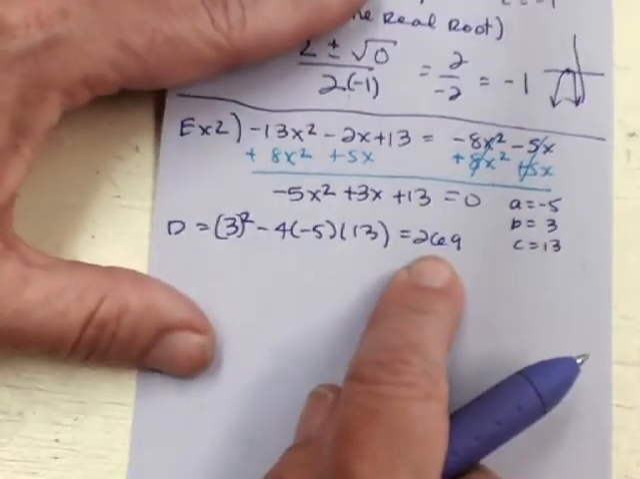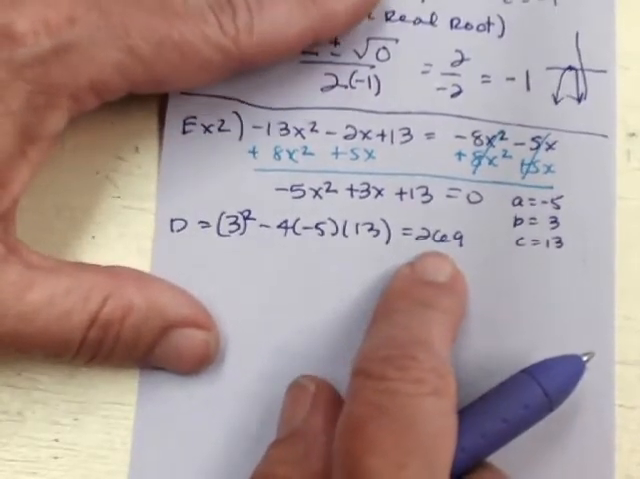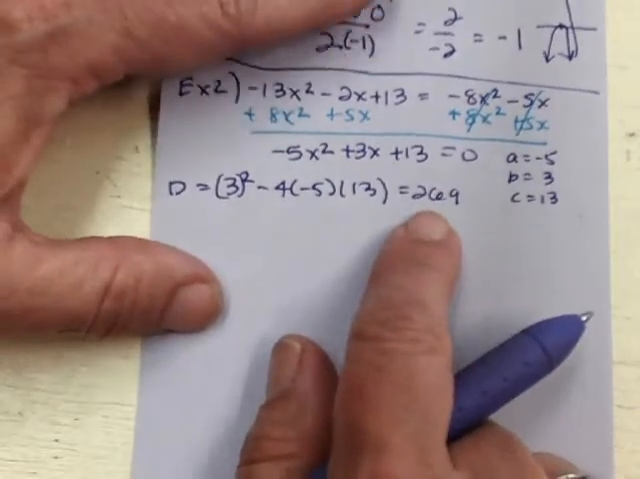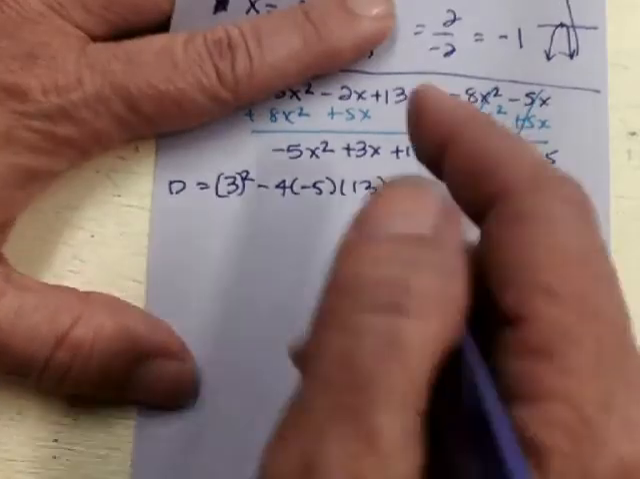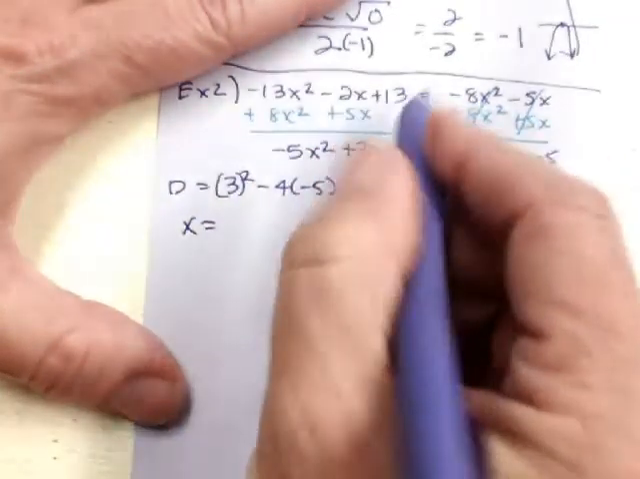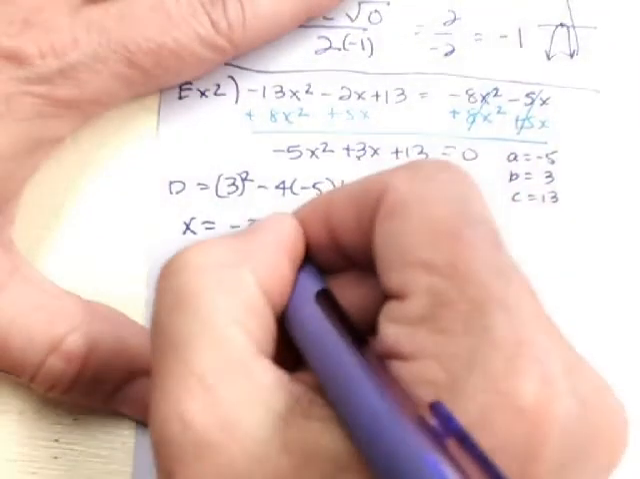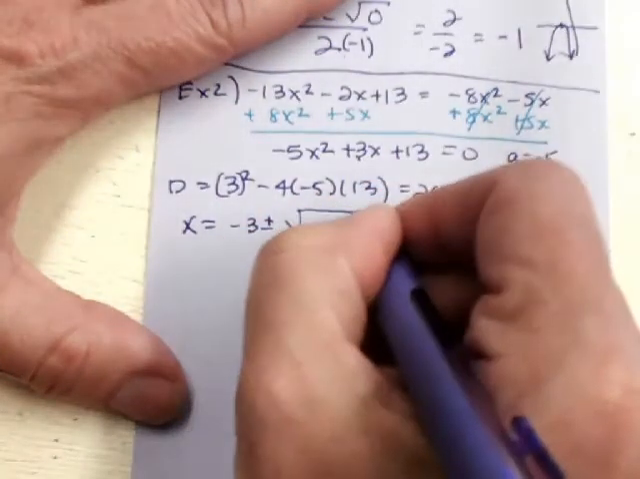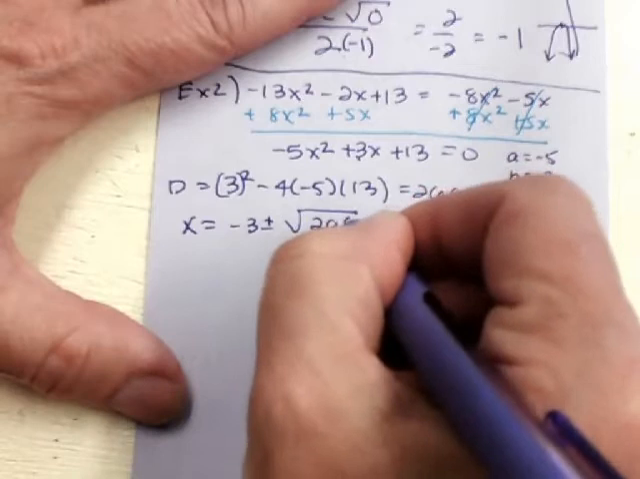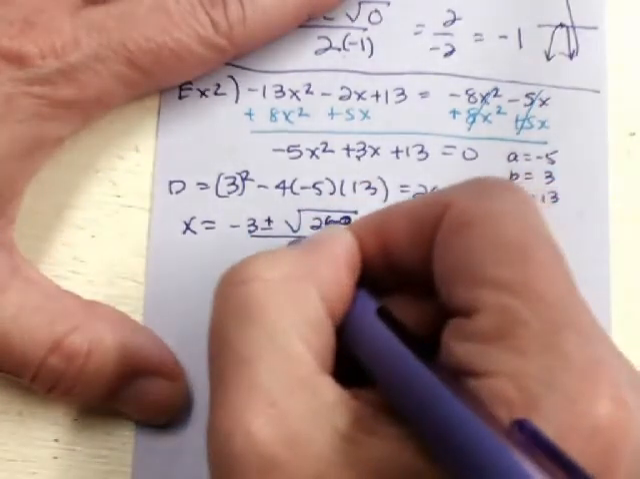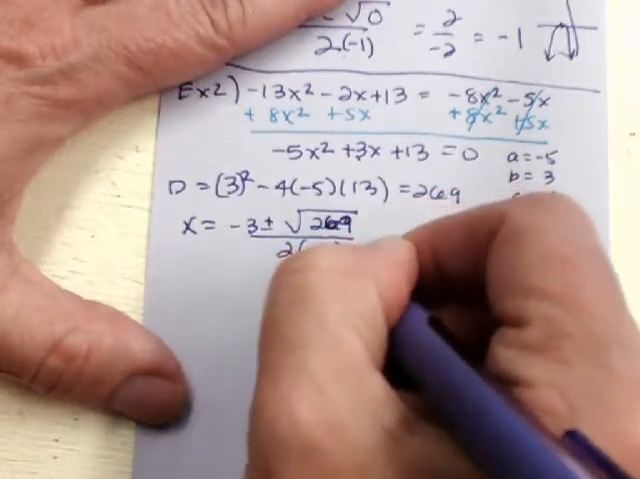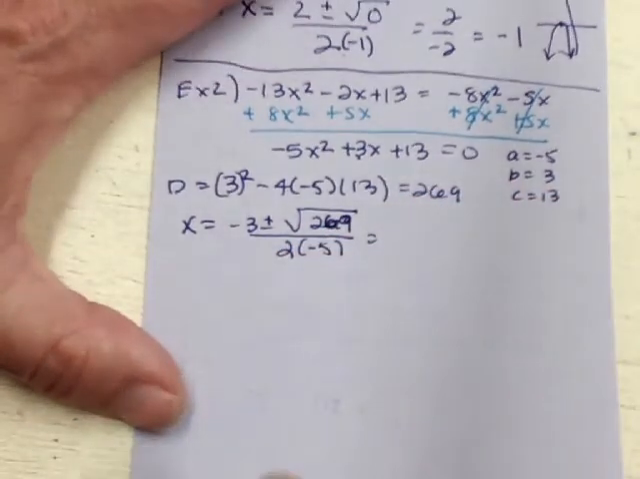They may be decimal numbers when I find them. They may still have a square root left in them, but they're going to be real numbers that can go on my x-axis. So let's find what x is. x is the opposite of b plus or minus the square root of 269 over 2 times a, and a is negative 5. So we're just going to plug this into our calculator.